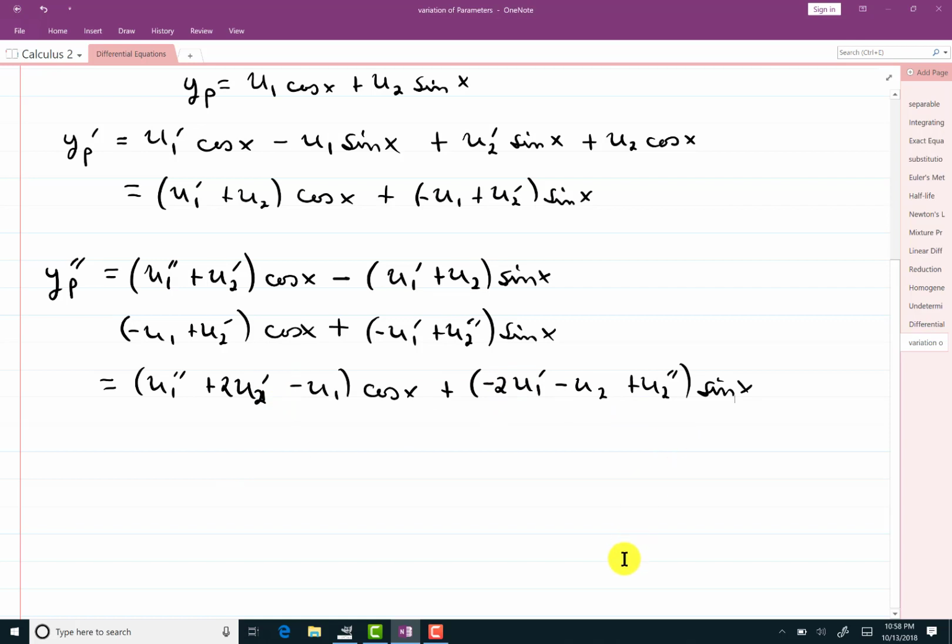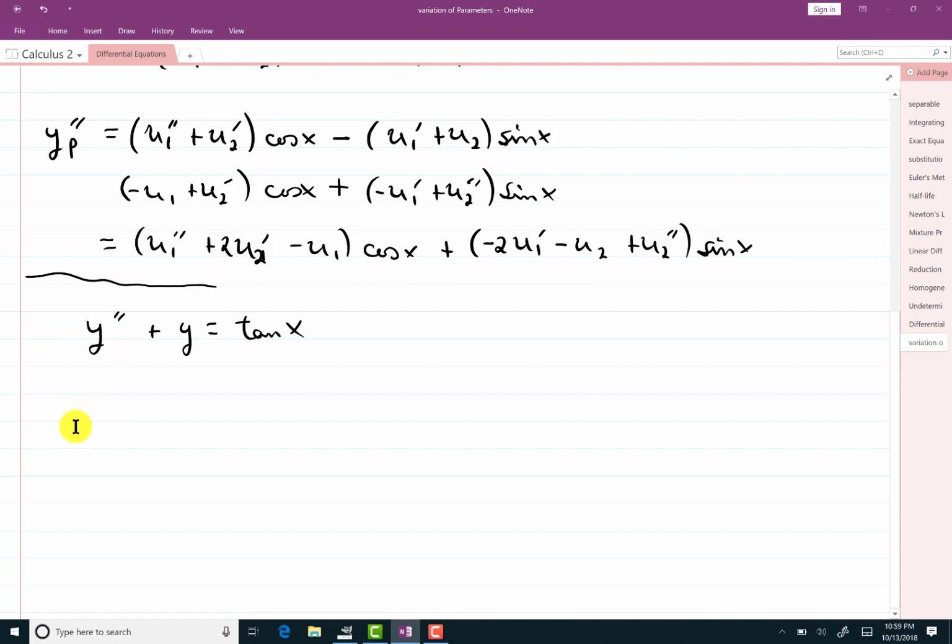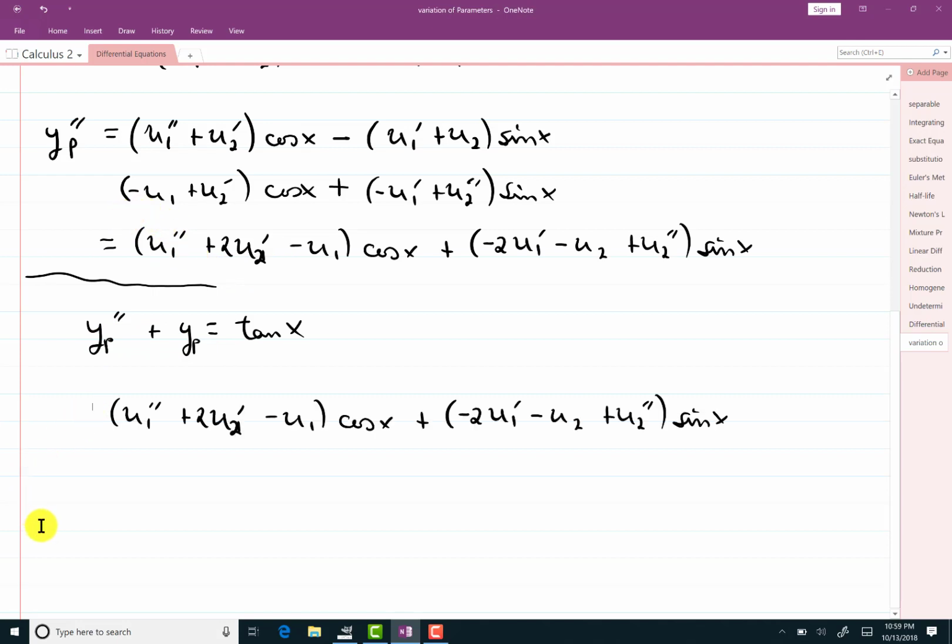Now, the original equation we're trying to solve looks like this: y double prime plus y equals tangent of x. So we put little p's on these things. And let me go ahead, here's my y double prime. Let me copy it and paste it in. And in addition to that, I've got to add the y itself, which was u1 cosine of x plus u2 sine of x.